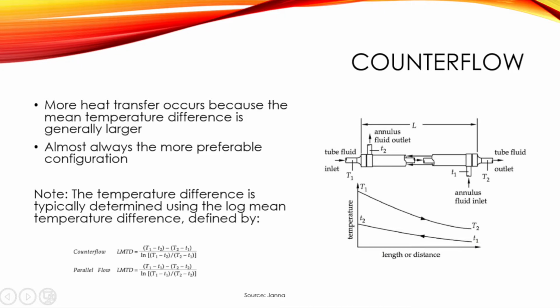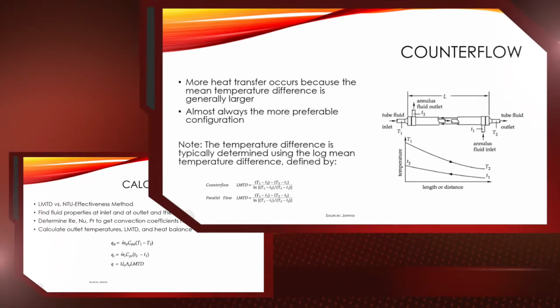co-current flow configurations. In the next slide, we will discuss how to calculate heat duty, and it will be shown that the larger the LMTD, the larger the amount of heat transferred. Since this configuration yields greater heat transfer, counter-current flow is considered the preferable setup for a double pipe heat exchanger.